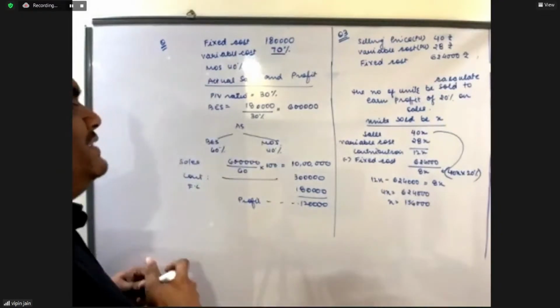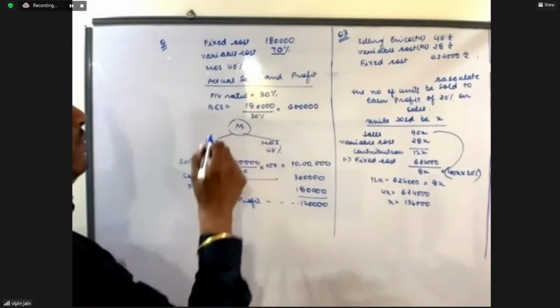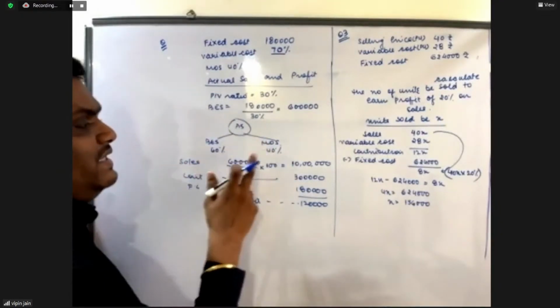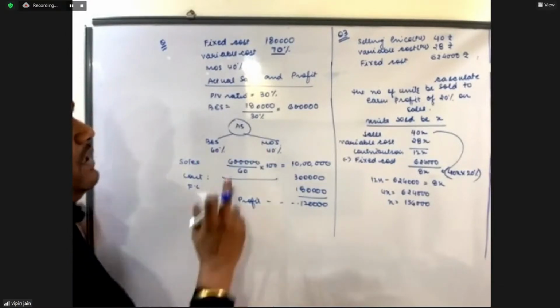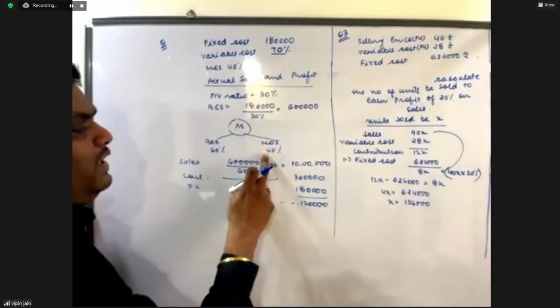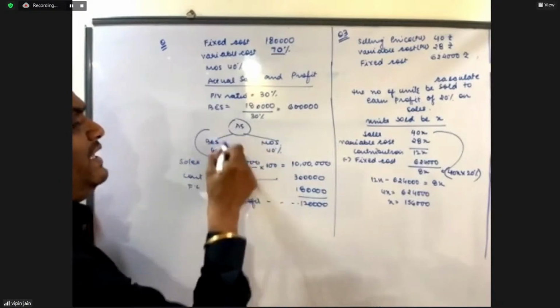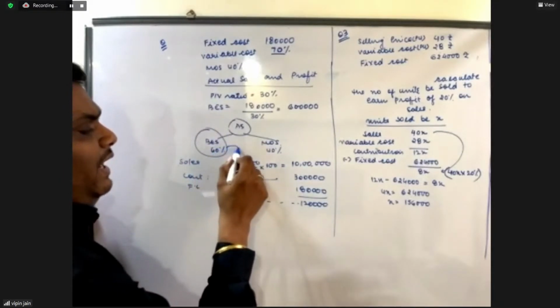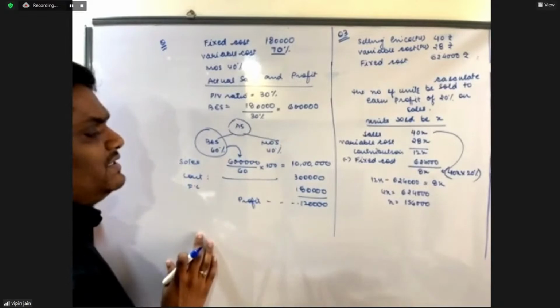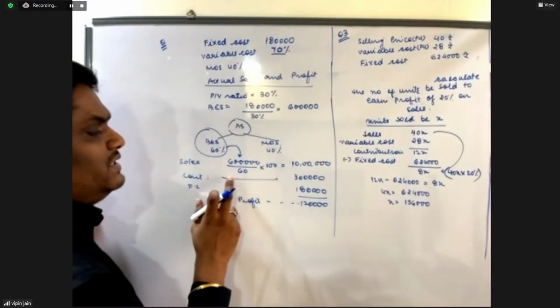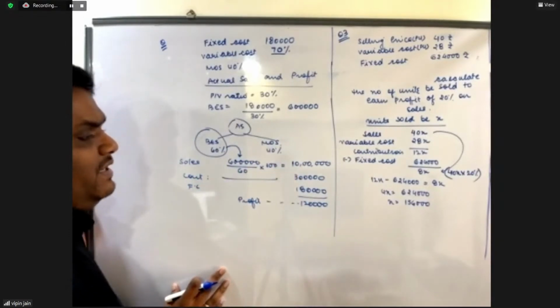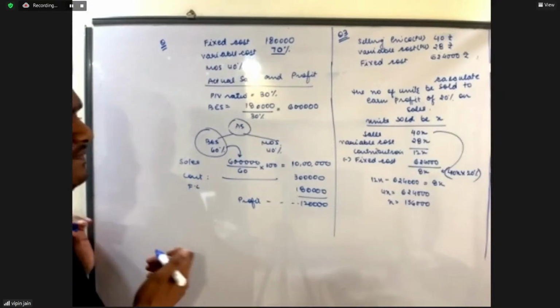Now, as I told you guys, actual sales can be divided in two parts. That is break-even sales and margin of safety sales. If margin of safety sales is 40%, then my break-even sales will be 60%. And my break-even sales as calculated is 6 lakh. That is equal to 60%. So how much will be 100%? That is 10 lakh.